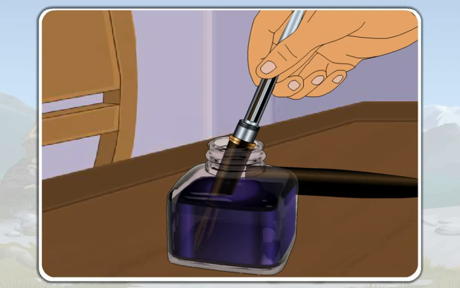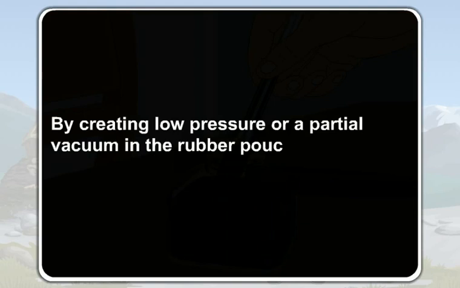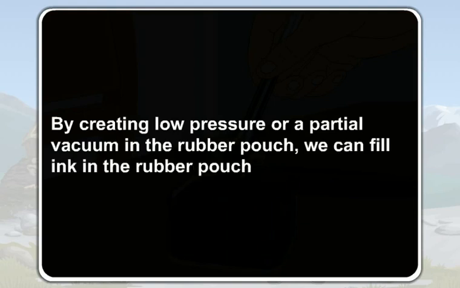And finally, the ink fills the space inside the rubber pouch. So, by creating low pressure or a partial vacuum in the rubber pouch, we can fill ink in the rubber pouch of a fountain pen.